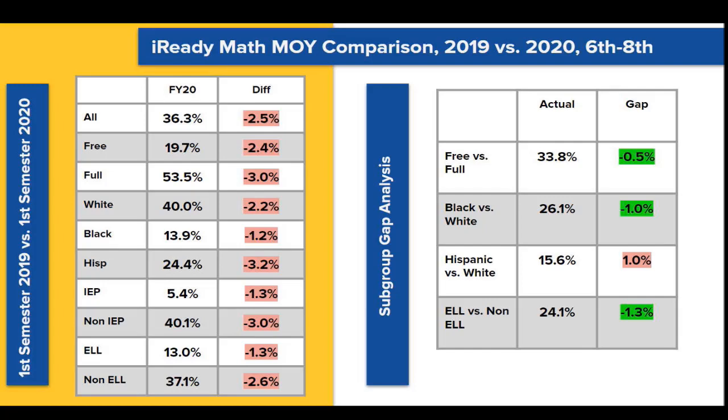The ones to point out are Hispanic and yellow, 1.3, 3.2 and 1.3, free at 2.4, kind of weird where we went. So if there are some positives, which green is good, obviously, in the subgroup gaps, we did have some gap closure. Three out of the 4 subgroups did close the gaps, 0.5, 1.0, and 1.3. Hispanic was the one that did increase the gap by 1%.